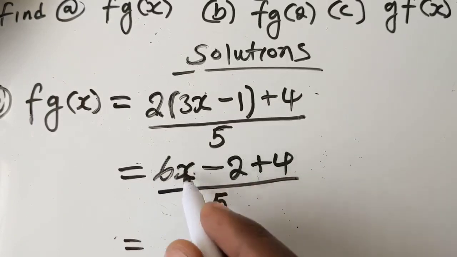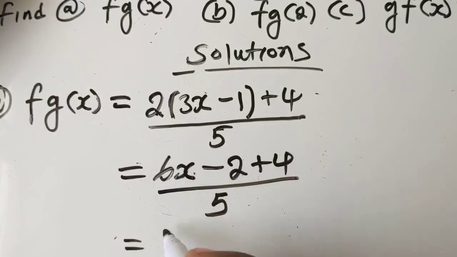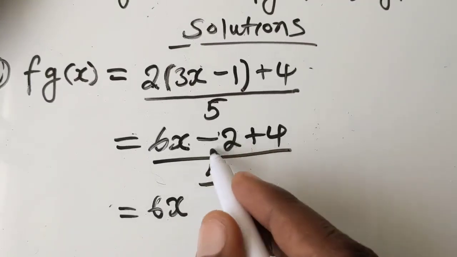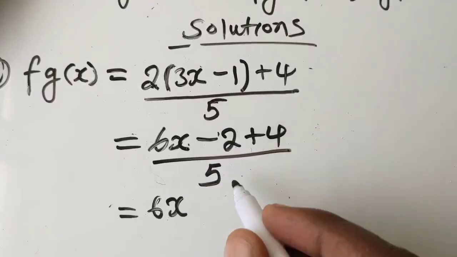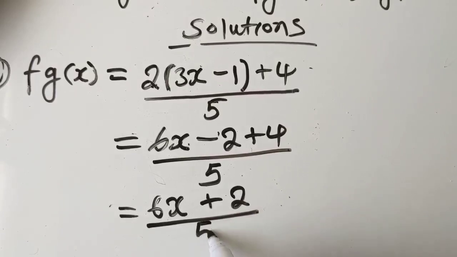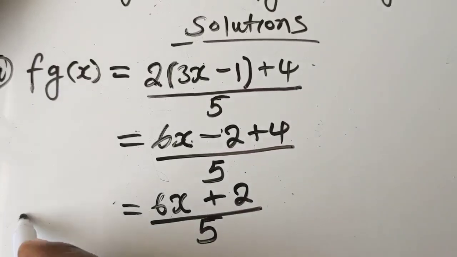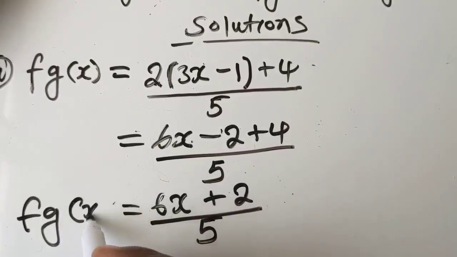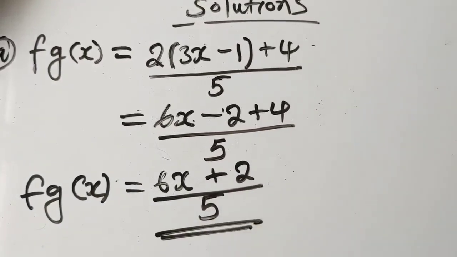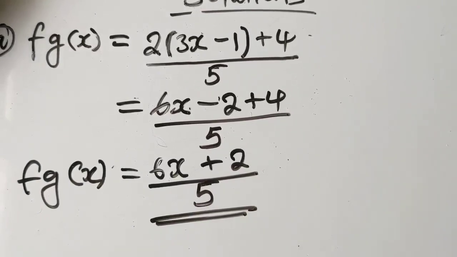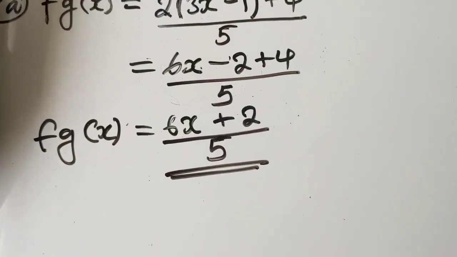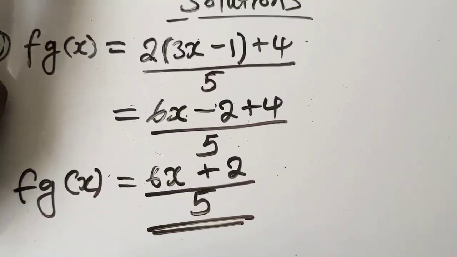Then we go on: 6x minus 2 plus 4. 6x is not a like term of the constants, so you just write 6x, like that. What is -2 plus 4? The answer is positive 2. Then divide by 5. So fg of x is equal to this part, 6x plus 2 over 5. That is how you solve that kind of equation. So now let's go to b.